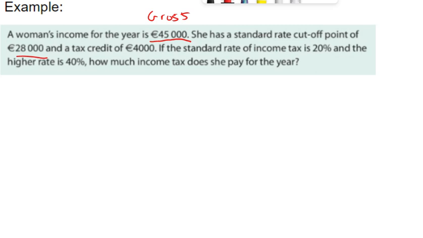If the standard rate of income tax is 20% and the higher rate is 40%. It's generally always those. It changes, but not every year, but a lot in the budget, when the budget happens in Ireland towards the end of the year. So how much income tax does she have to pay? So she earns 45,000 altogether.